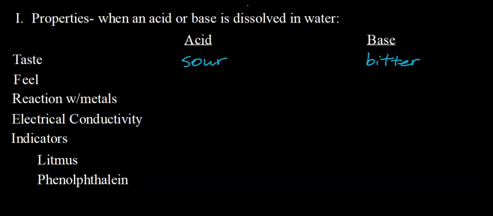They taste sour. So anything that has a sour taste, oranges, lemons, any other food or drink that tastes sour, is because of an acid. Bases, on the other hand, taste bitter. So hopefully you know some examples of substances that taste bitter. So just know that they taste different.